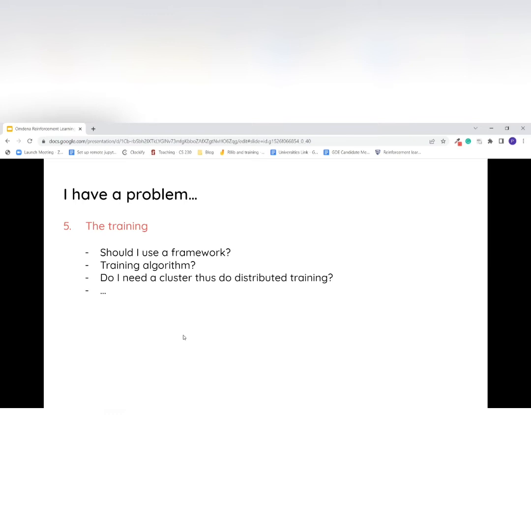And then also, do I need a cluster, that is, distributed training? Because reinforcement learning applications are really compute intensive and need a lot of time. Sometimes it will take a whole week on a cluster, let's say a cluster of 4 nodes. And if it was on a single computer, it would take around a month or so. So they can really be time consuming, but it also depends on the complexity.